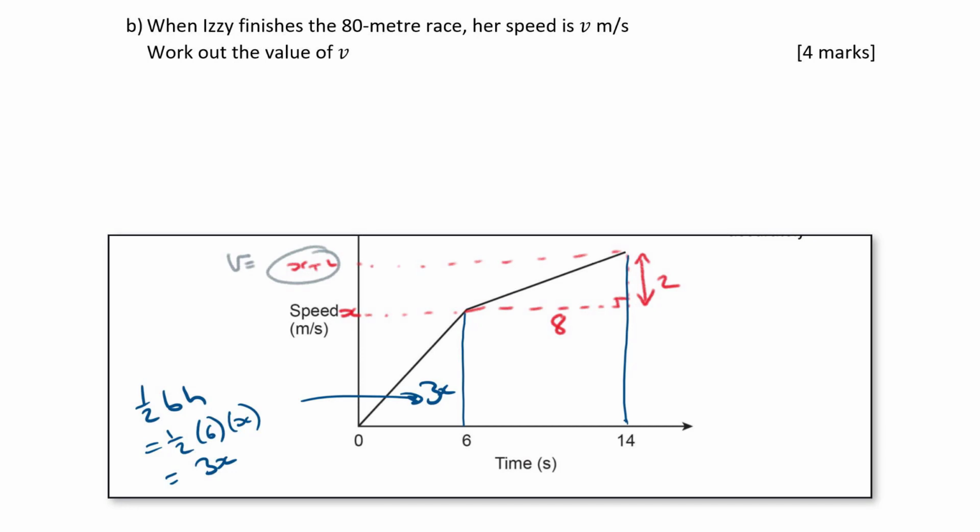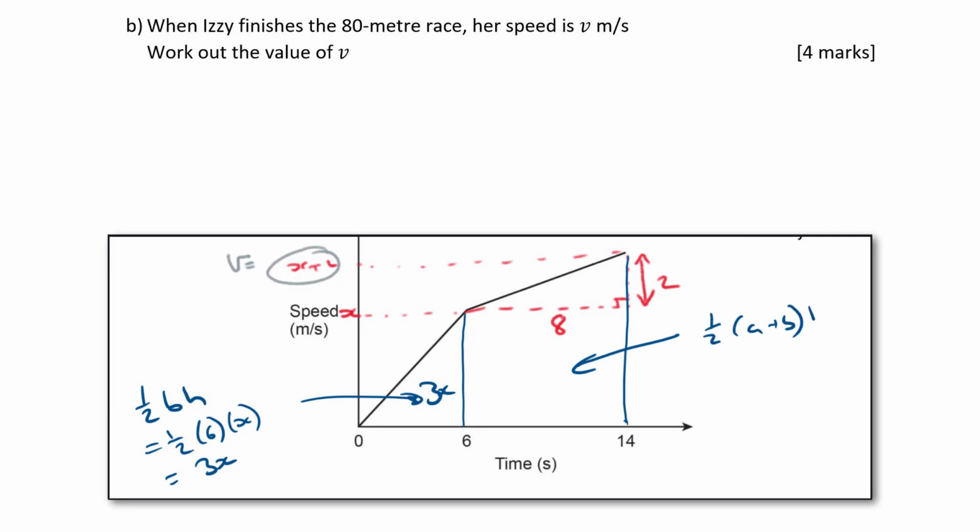What about the trapezium? A trapezium has a formula half a plus b h, where a and b are the 2 parallel sides. Okay, so my first parallel side, this one, we already know is x, and my other parallel side, this one, we called x plus 2. Times h, which is the distance between them, isn't it? So that distance there, which we know is 8.